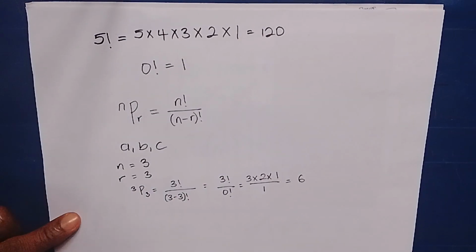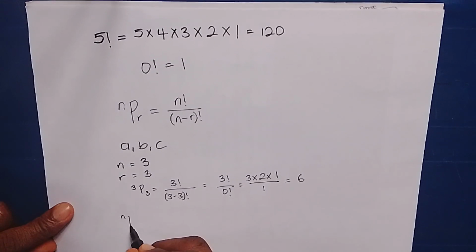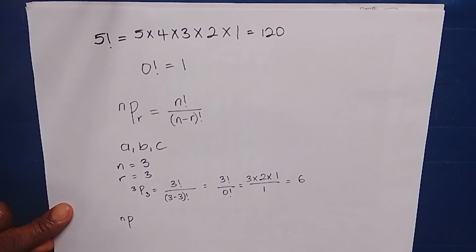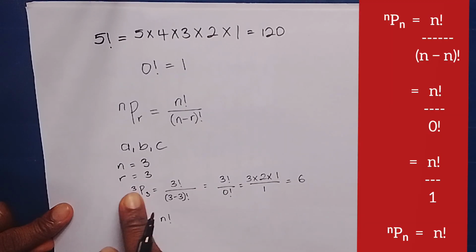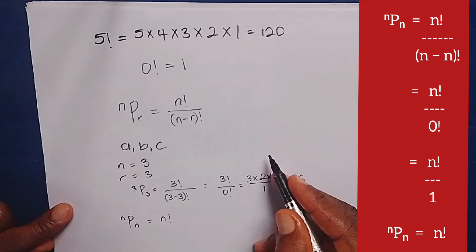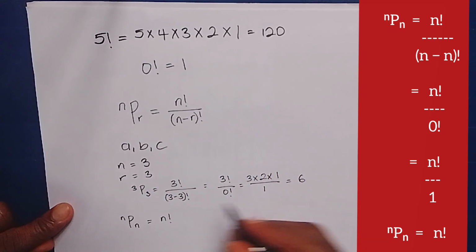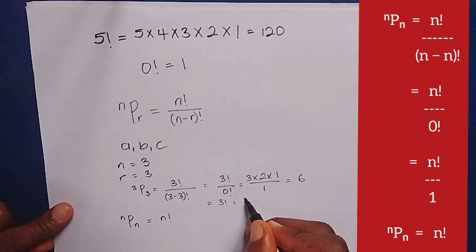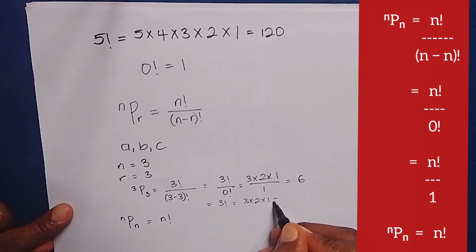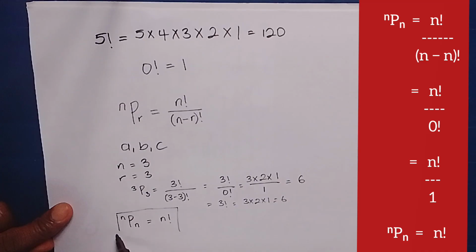Now it's important to note that the arrangement of n objects, taking all n at once, is equal to n factorial. Just like we have with the case of ABC. We are arranging 3 objects, taking all 3 at a time. And all of this is basically equal to 3 factorial, which is still equal to 6. So note this. This is very important.